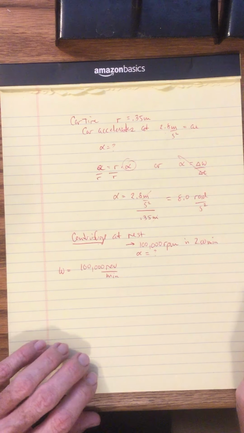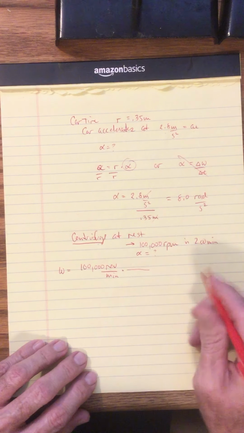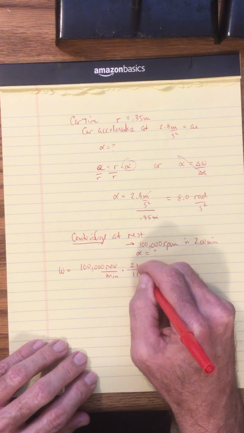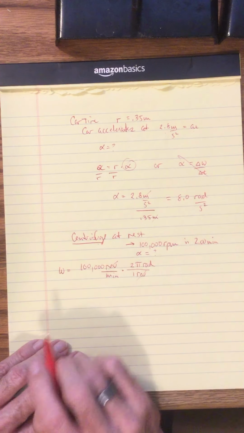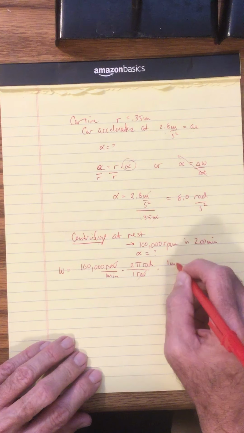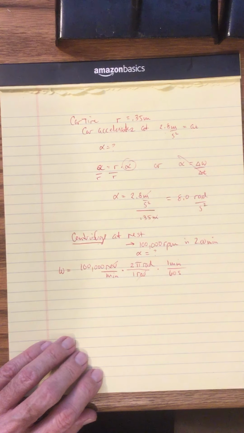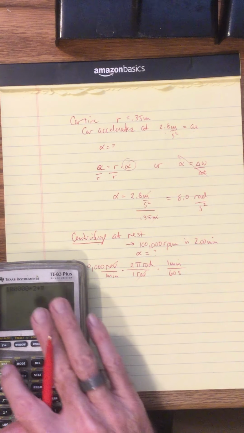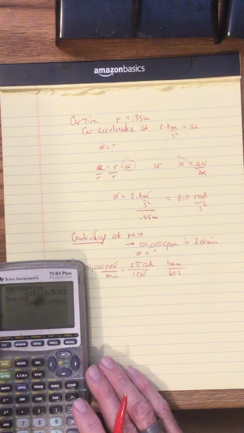Okay, hopefully you finished this problem, and we're going to go through it. So we need to first convert revolutions into radians. 1 revolution is equal to 2 pi radians. My revolutions cancel, but I can't have radians per minute. I need radians per second. So I need to make sure that 1 minute is equal to 60 seconds. So when I do that, I have 100,000 times 2 times pi divided by 60.